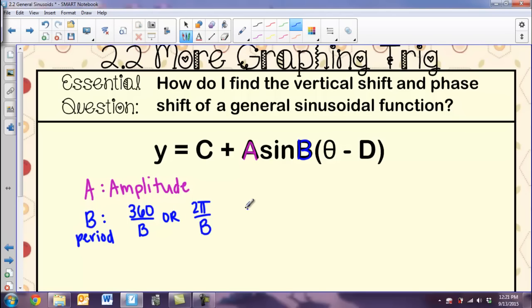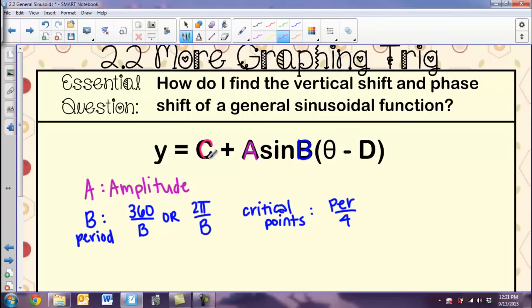In order to find those critical points, or how often those important values happen, a high or a low or a mid, you're going to take your period and divide it by 4, because there are always 4 special points before you start repeating your cycle. Okay, so that's what we talked about in the period and amplitude phase. Now we're going to talk about this C and this D.